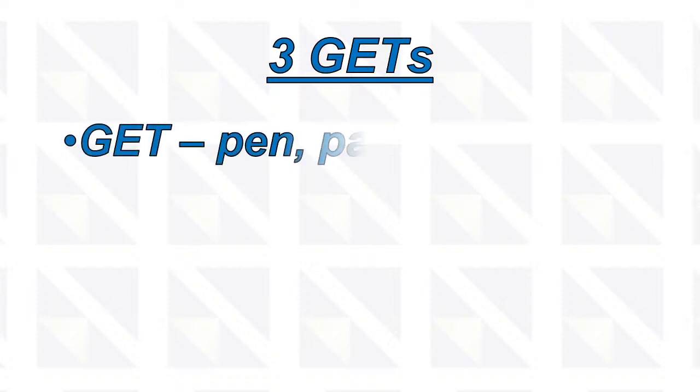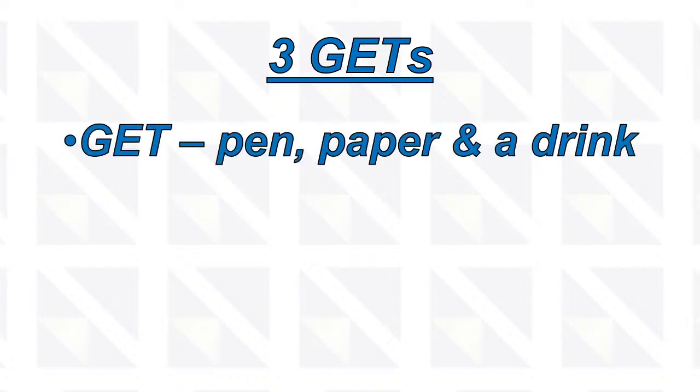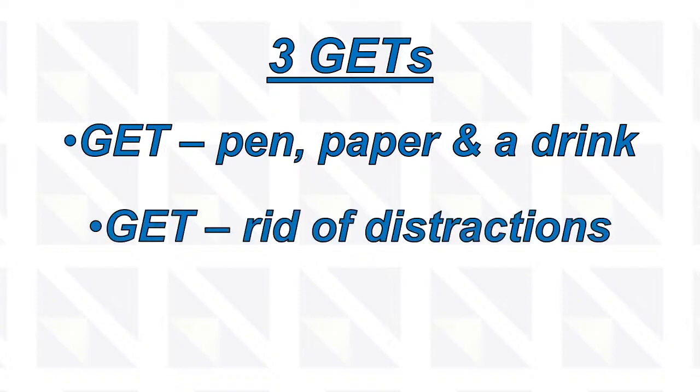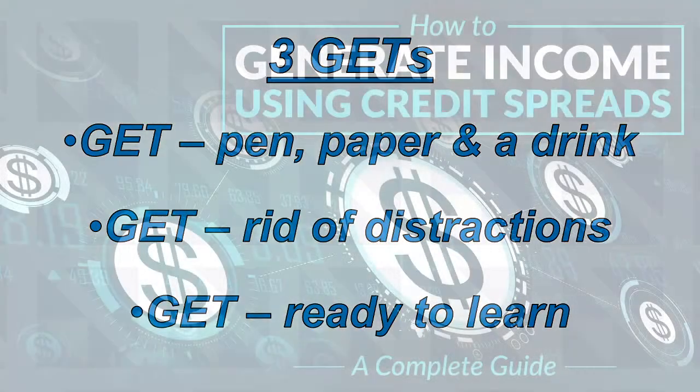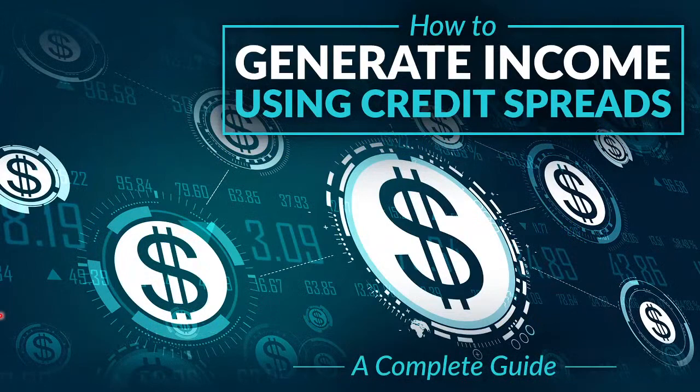Before we start, here's how to get the most out of it. Number one, make sure you have something to take notes: pen, paper, and a drink. Number two, get rid of distractions. If you have a cell phone, just turn it off. If you have a door, close it, because you really want to focus. We've got a lot to go over, so really focus in today's session so that you can get ready to learn. Those are the three gets to help you get the most out of it.